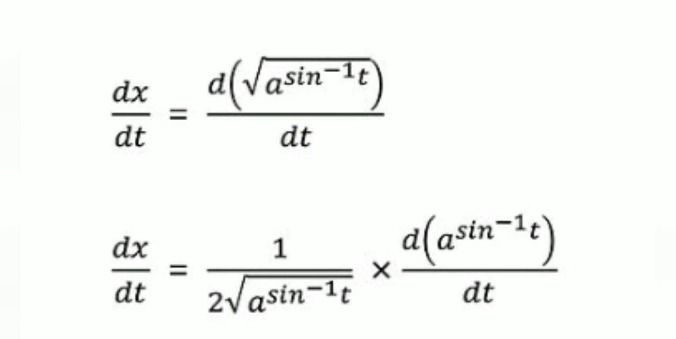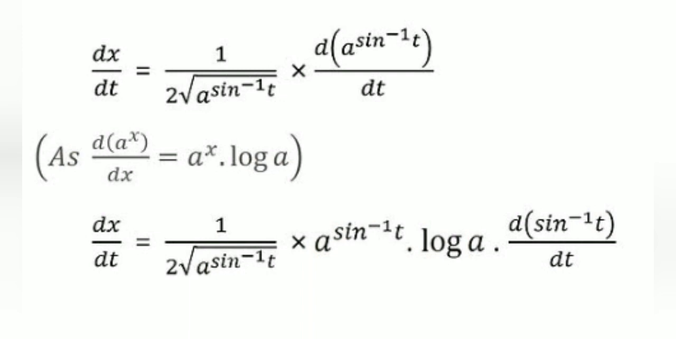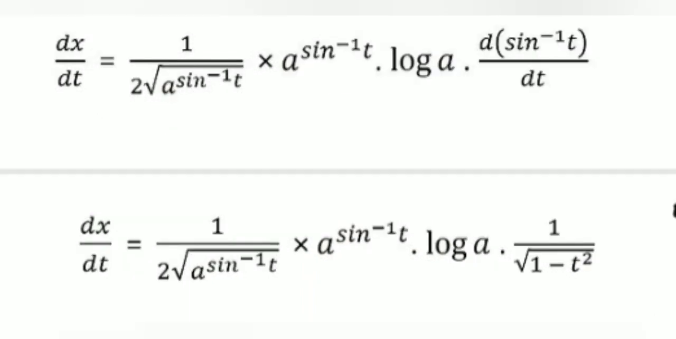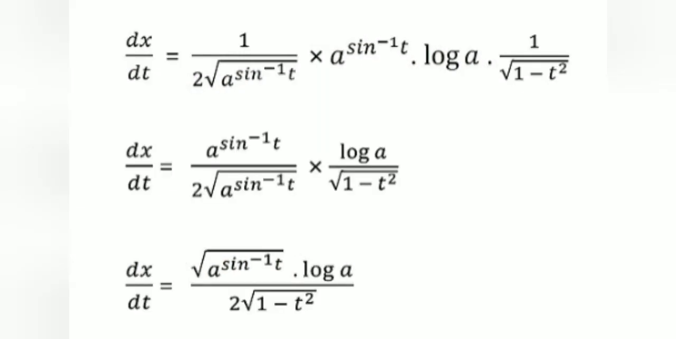So differentiation of under root of a raised power sine inverse t is equal to 1 by twice under root of a raised power sine inverse t into differentiation of a raised power sine inverse t, and differentiation of a raised power sine inverse t is a raised power sine inverse t into log of a into differentiation of sine inverse t, and differentiation of sine inverse t is equal to 1 by under root of 1 minus t square. Thus, dx by dt is equal to under root of a raised power sine inverse t into log of a divided by 2 into under root of 1 minus t square.